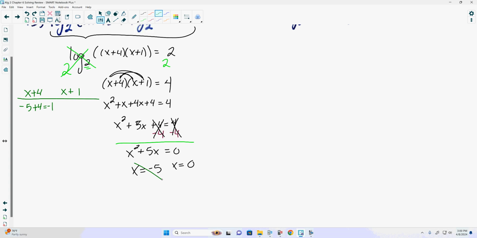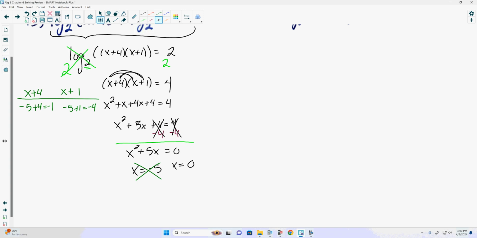Well, really we can mark it out at this point, because if one of them is negative or 0, it's not going to work. Now we can check the other one. -5 plus 1 is -4, so it really doesn't work.